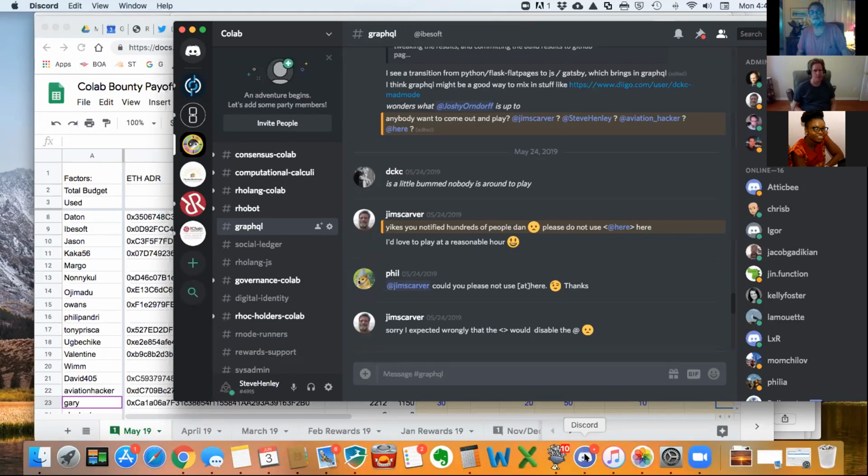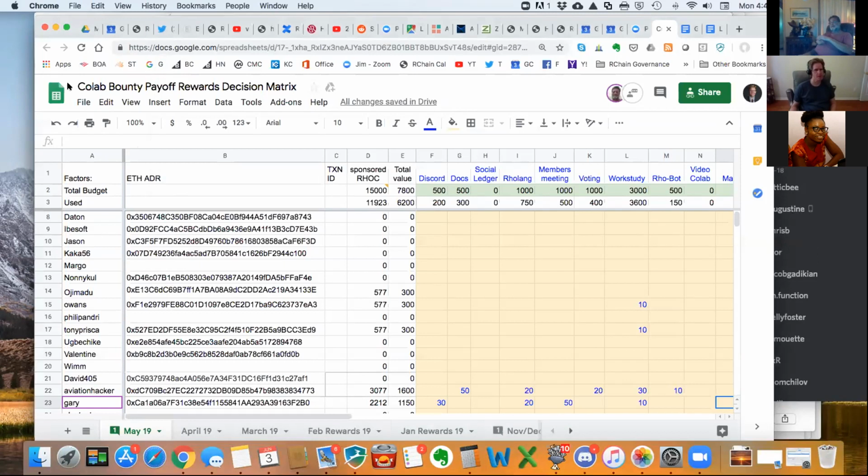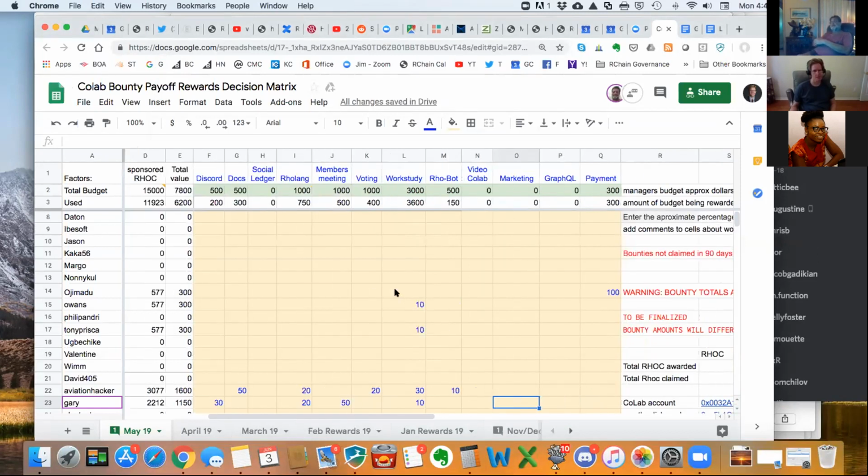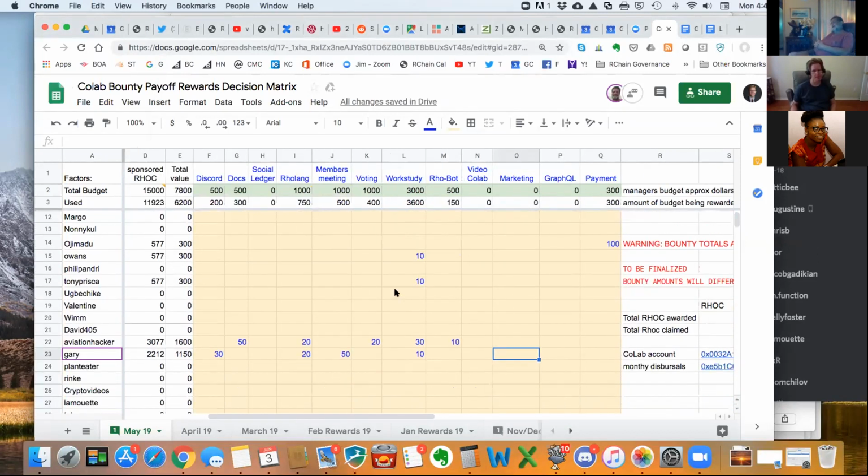Let's see. Unfortunately, there's no way to get good stats from Discord. What we could do, I suppose, is scrape the log of Robot to get out the comments and do a frequency count of the comments. If you want to see me do that, we can do that later.